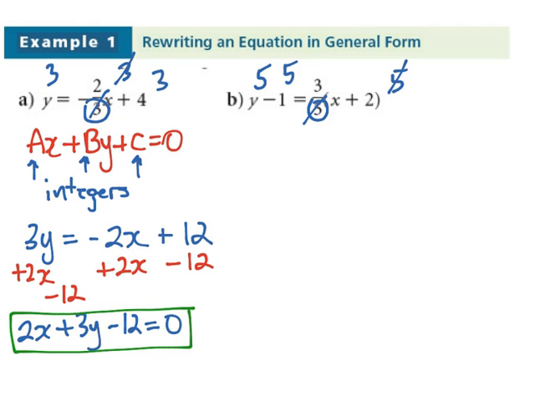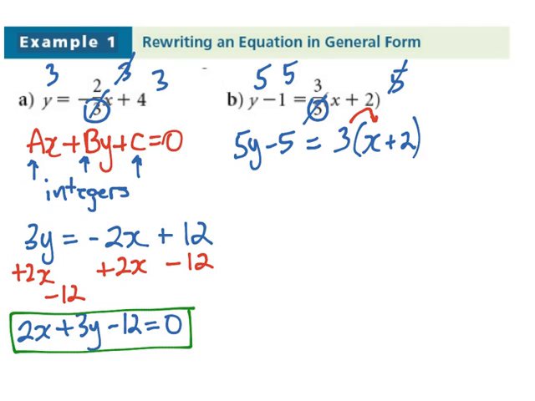5 divided by 5 is 1. And on the left-hand side, we get 5y minus 5. 5 times y is 5y, and -1 times 5 is -5. On the right-hand side, we get 3 times x plus 2, x plus 2 in brackets. We're going to expand this, and then we're going to move everything to the one side of the equation.